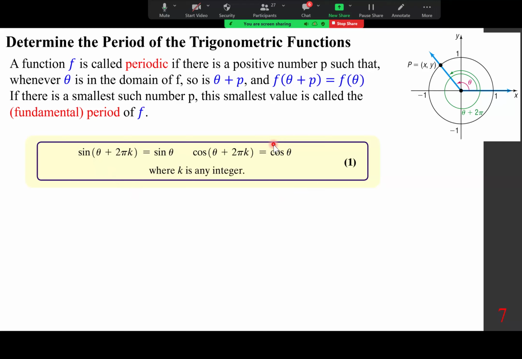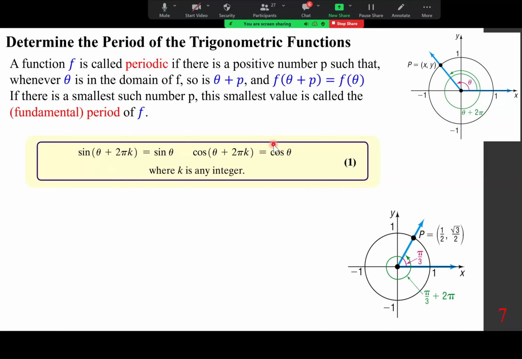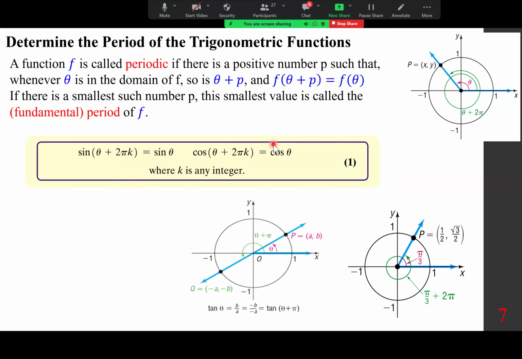So the period for all trigonometric functions would be 2 pi. In the case of tangent and cotangent, it would be pi. So if this angle or arc is pi over 3 and you go a complete revolution, 2 pi plus that, you end up at the same spot, and that's why we have the same values as far as the sine and cosine, and therefore secant and cosecant are concerned.